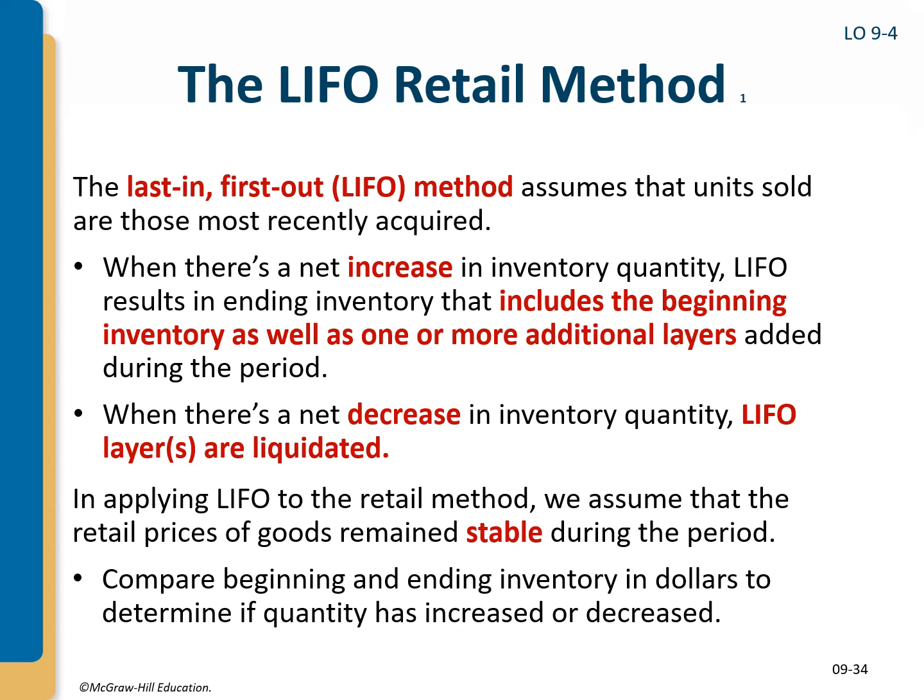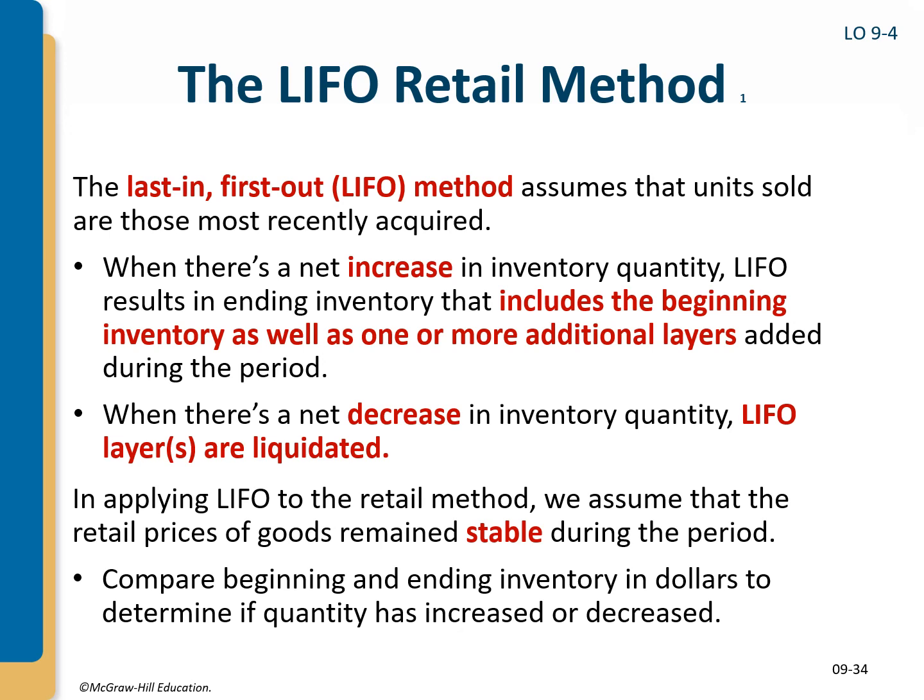Now, what if we use LIFO? Well, there is a LIFO retail method, but it's a little different than what we've been looking at. So I'm going to read through it, but it's better to just see it. When there's a net increase in inventory quantity, LIFO results in ending inventory that includes the beginning inventory as well as one or more additional layers added during the period. When there's a net decrease in inventory quantity, LIFO layers are liquidated.